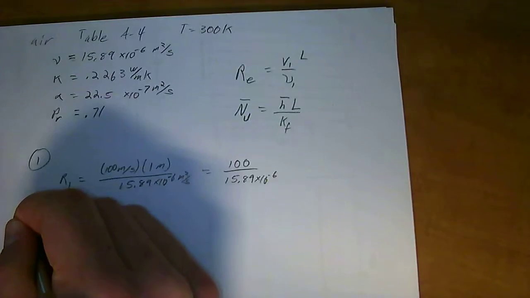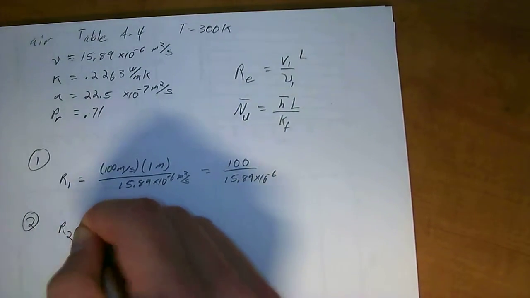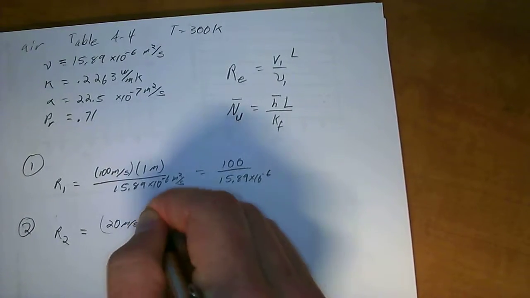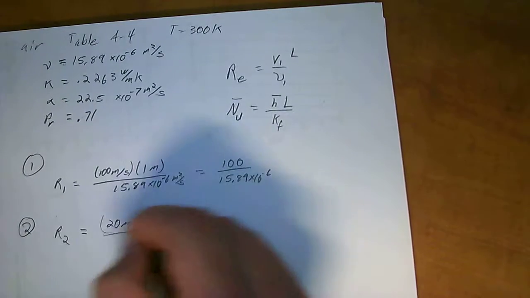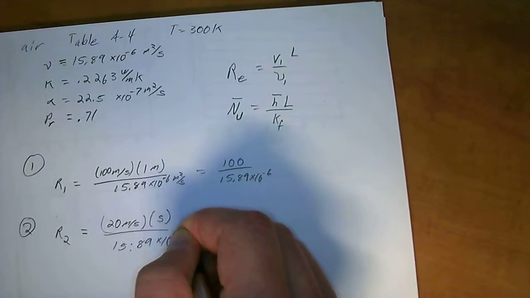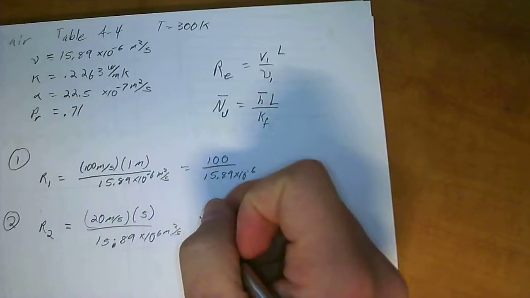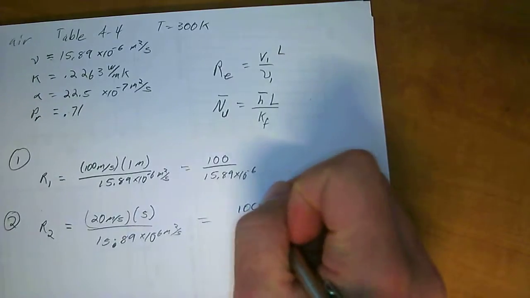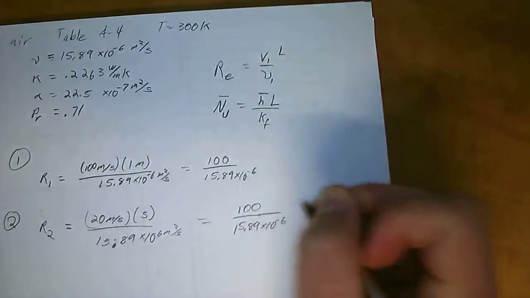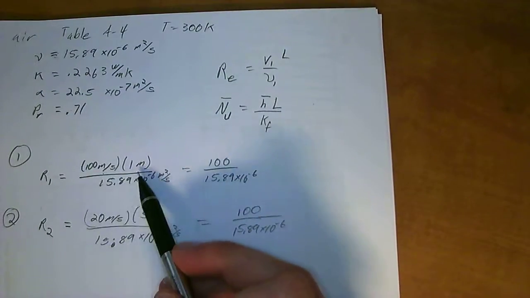I'm going to look at number 2 now, just real quick. The Reynolds number for number 2 is equal to 20 meters per second times 5 all over 15.89 times 10 to the negative 6 meters squared per second. And look at that, this is going to be equal to 100 over 15.89 times 10 to the negative 6. So you see this direct proportional relationship between length and the velocity.